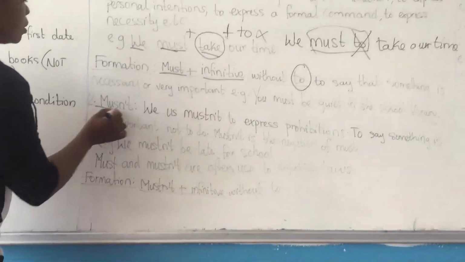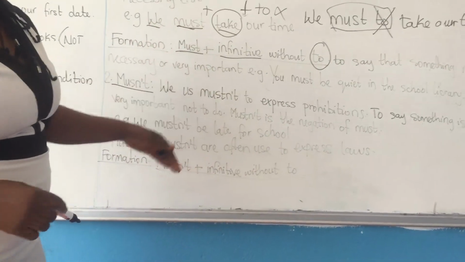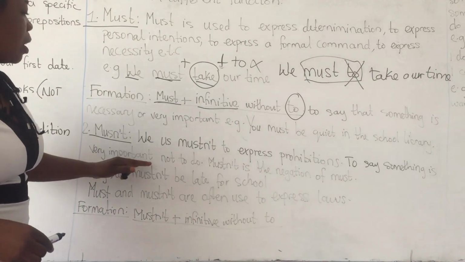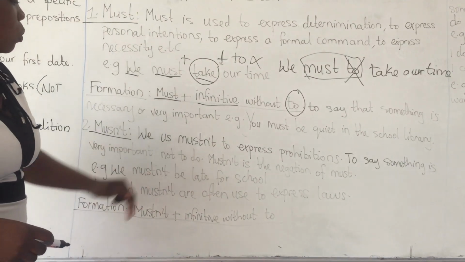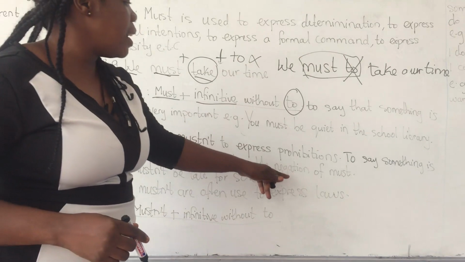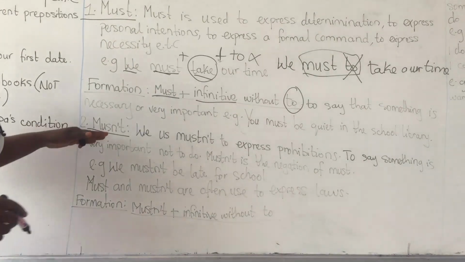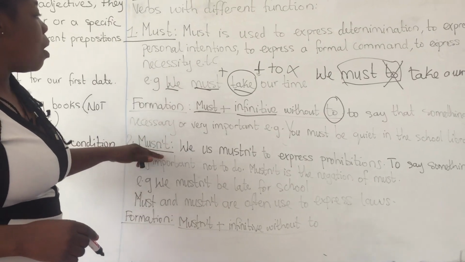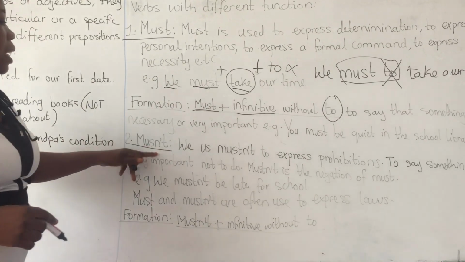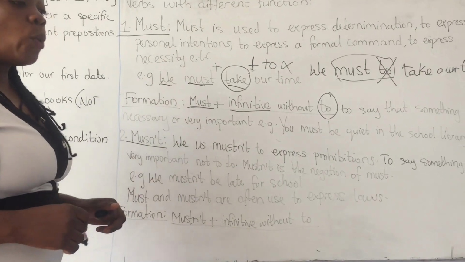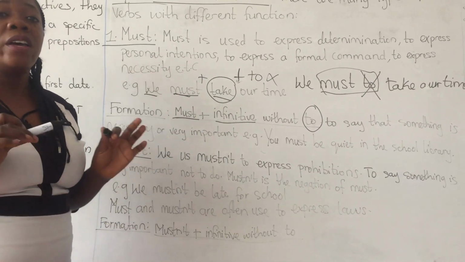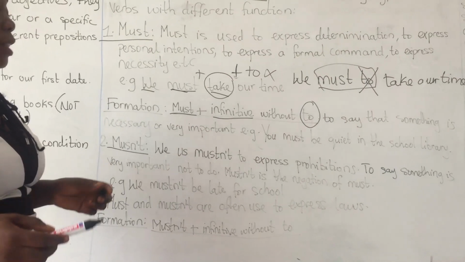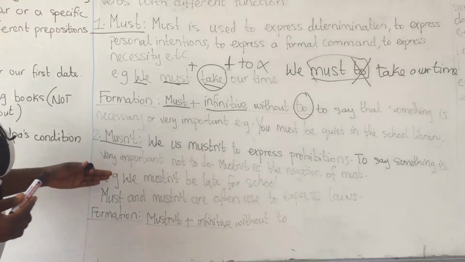Number 2, mustn't. We use mustn't to express prohibitions, to say something is very important not to do. Mustn't is a negation of must. Must is positive and mustn't is the negative. We use mustn't when something is not allowed to be done.